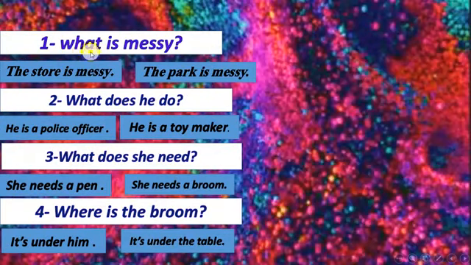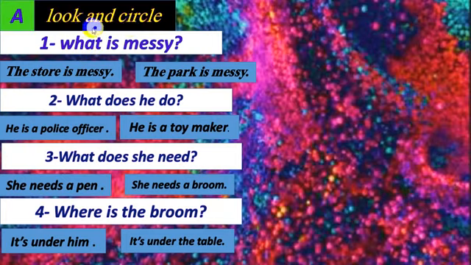Open your workbook on page 16. The uncolored book, the activity book, on page 16. Yes. We have exercise A. Look and circle. Yes. Number one. What is messy? The store is messy or the park is messy? Yes, very good. The store is messy.